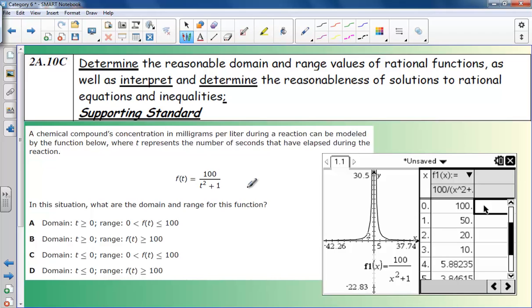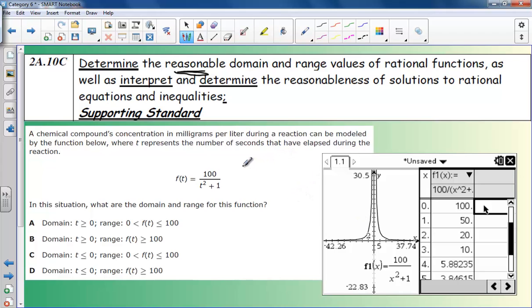Determine reasonable, big word here, this is the important one, domain and range values of rational functions, interpret and determine reasonableness of solutions. So basically you want to establish a reasonable domain and range in a situation so that you know that if you get an answer that's outside of that domain and range, you're not going to use it.